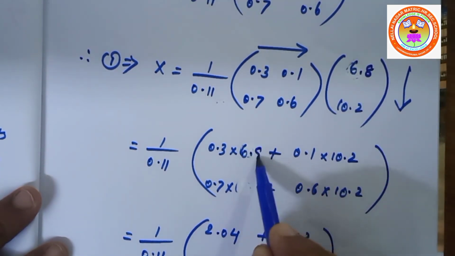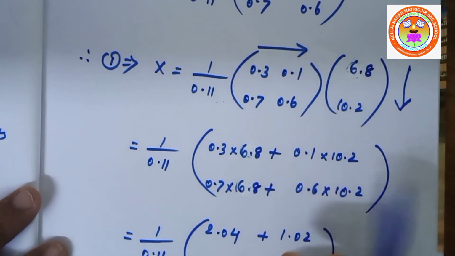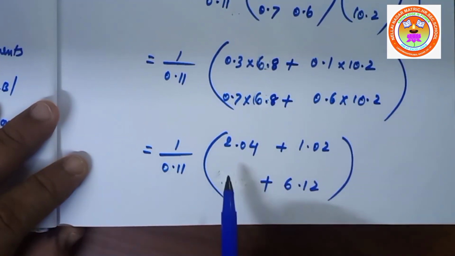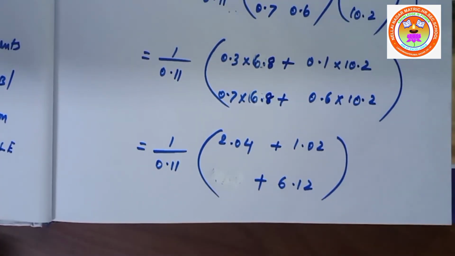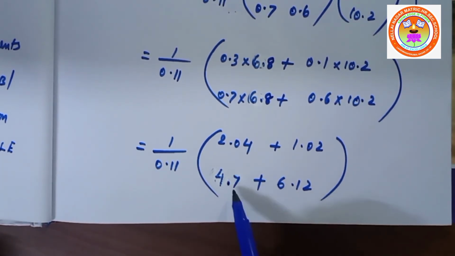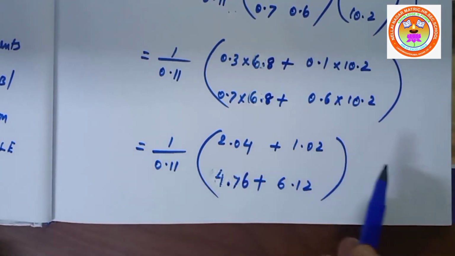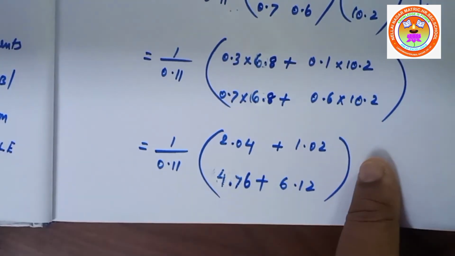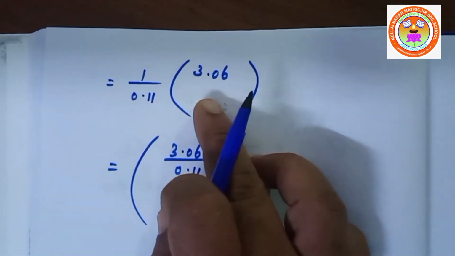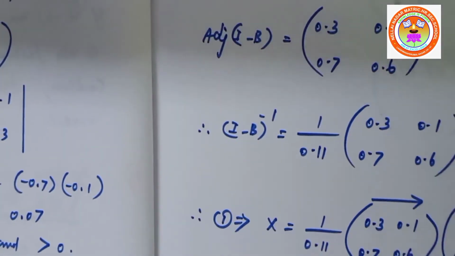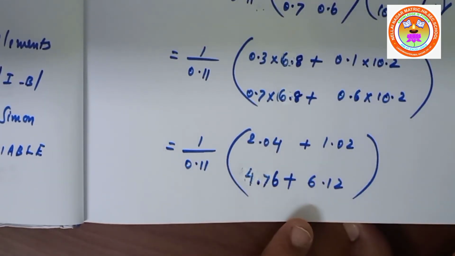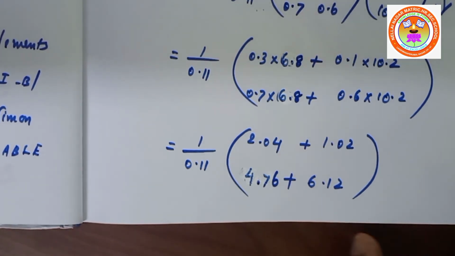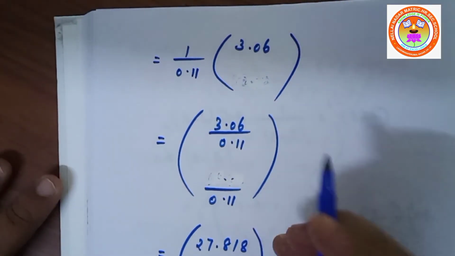Here also 6.8. 0.3 into 6.8, that is 2.04. 0.7 into 6.8, that is equal to 4.76. If we add these two, 2.04 plus 1.02, that is 3.06. That's correct only. Then 4.76 plus 6.12, that is equal to 4 plus 6 is 10, 10 plus 0.88, 10.88. Here you have 10.88.